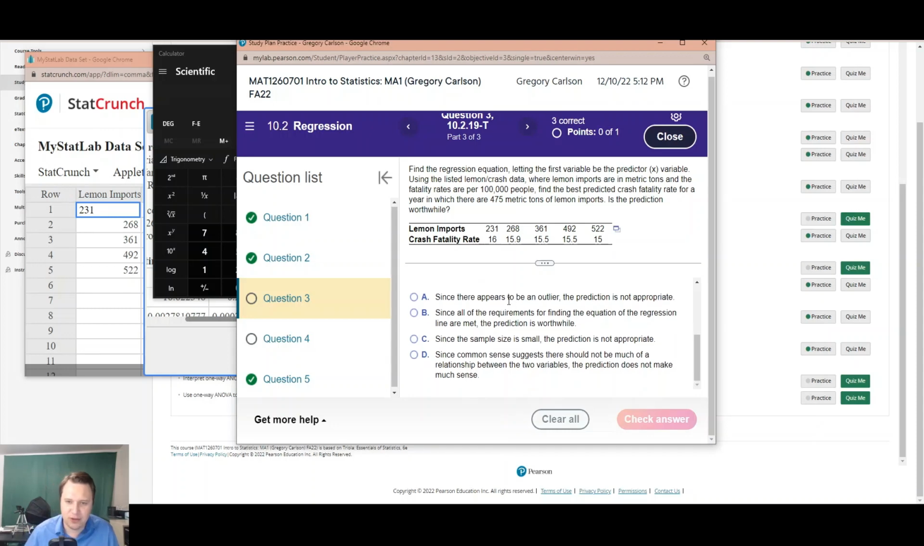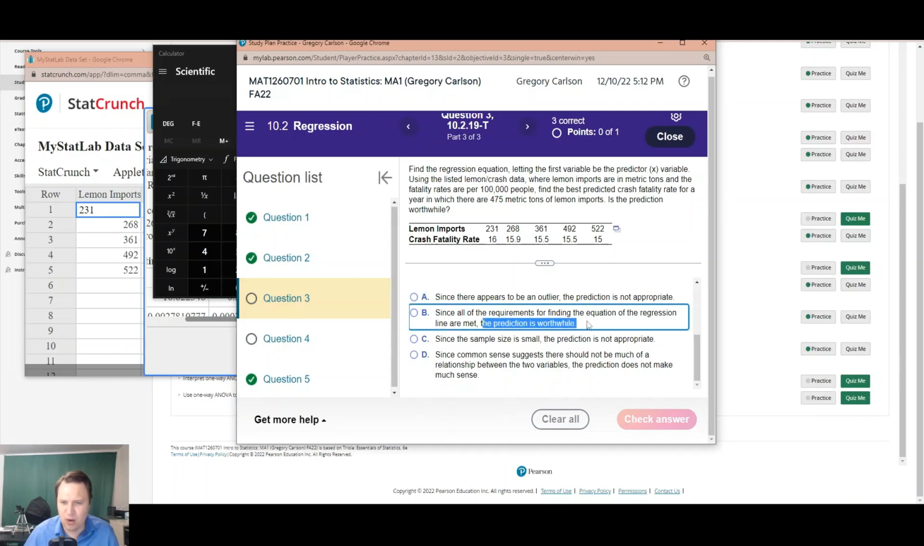They ask, is the prediction worthwhile? I don't know if there's an outlier in this data. I don't really see an outlier. Usually an outlier needs to be way far away from all the other values. There is quite a wide range from 231 to 522, but each step seems to be about the same, so I wouldn't say that there's an outlier.